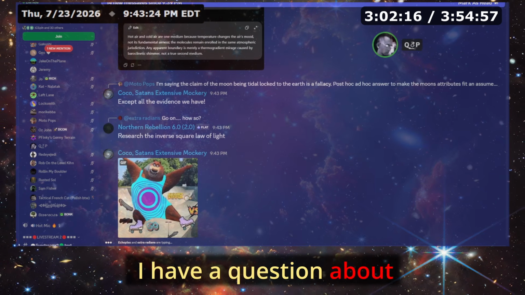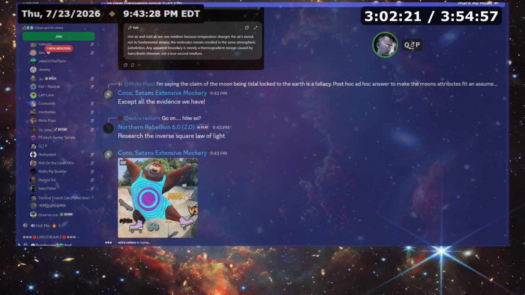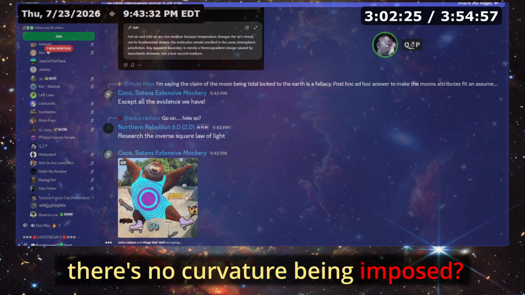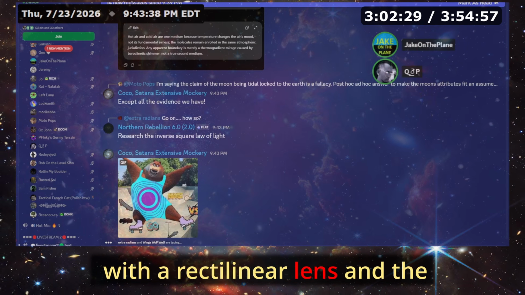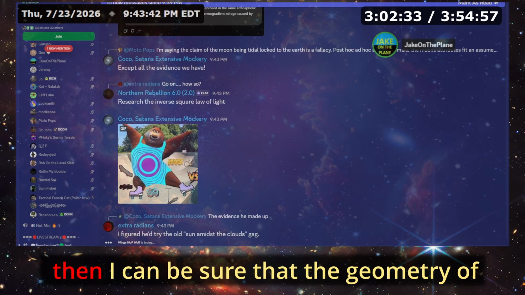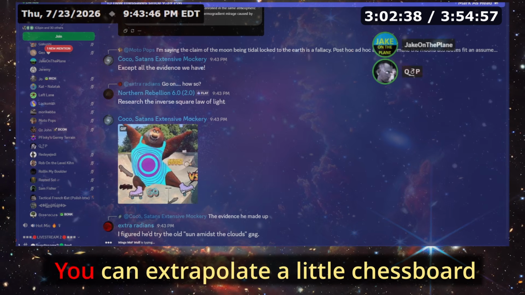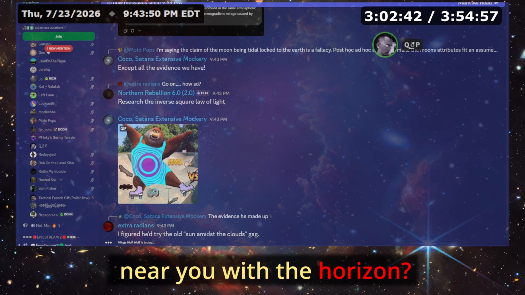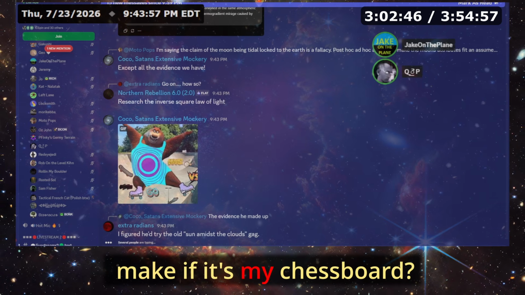I have a question about the rectilinear thing. So you think because it's a rectilinear lens that the light's traveling straight, there's no curvature being imposed? Thank you for doing it, ICSpin. If I can take a picture of a chessboard with a rectilinear lens and the chessboard squares are all in a grid, then I can be sure that the geometry of the horizon is being portrayed correctly. So you can extrapolate a little chessboard near you with the horizon. I mean, it's just light in a pattern, right? What difference does it make if it's my chessboard?